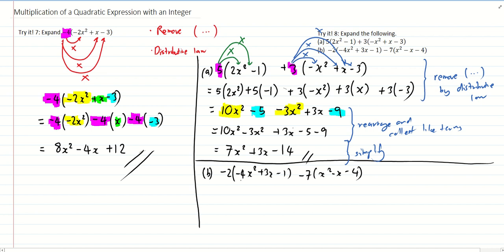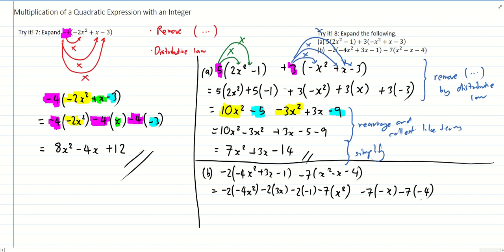So first we will distribute the negative 2. So we will have negative 2 bracket negative 4x squared, and then minus 2 still, so minus 2 bracket 3x, and then minus 2 and negative 1. And then we'll stop there because the bracket ends there, and then we'll distribute this negative 7, so minus 7 bracket x squared, minus 7 bracket minus x, and then minus 7 and minus 4, so minus 7 bracket negative 4.